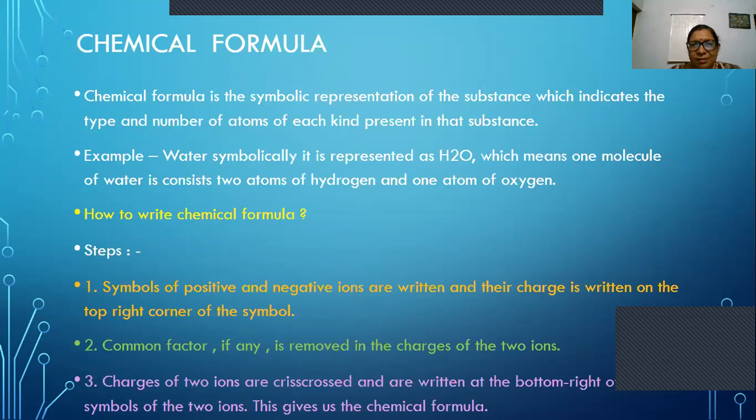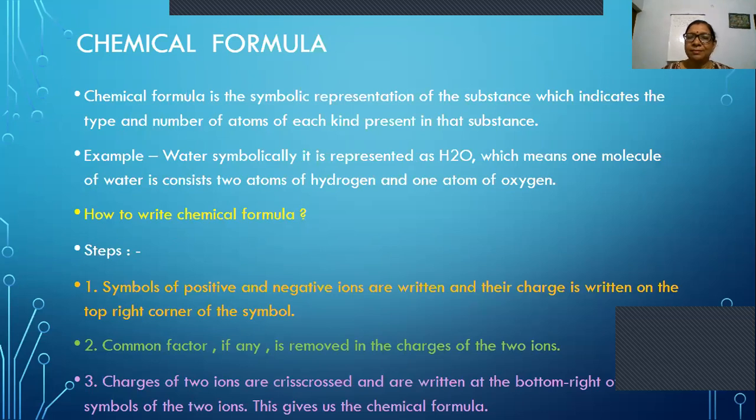Now next, chemical formula. So what is chemical formula? Chemical formula is the symbolic representation of the substance which indicates the type and number of atoms of each kind present in that substance.